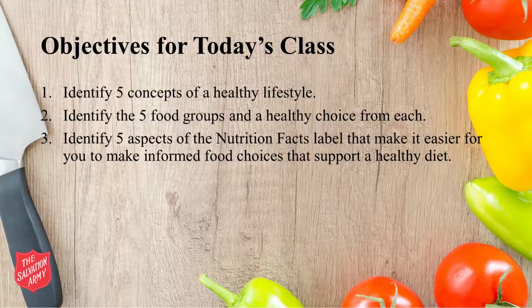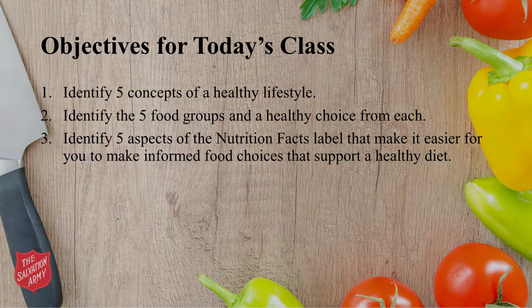Our objectives today will be the following. Identify 5 concepts of a healthy lifestyle. Identify the 5 food groups and a healthy choice from each. Identify 5 aspects of the nutrition facts label that make it easier for you to make informed food choices that support a healthy diet. If you haven't already, please go online with the link below and download today's lesson handout. The handouts start on page 15.